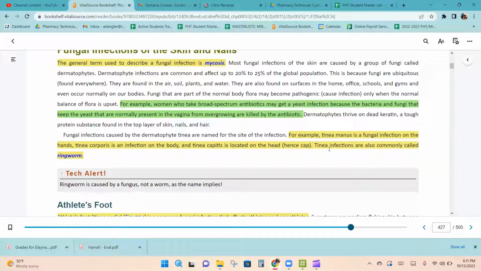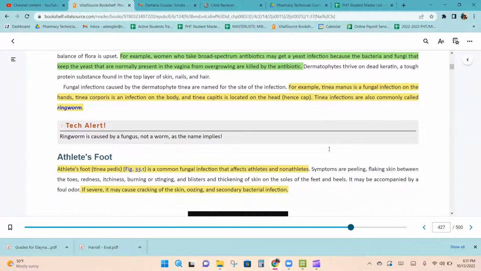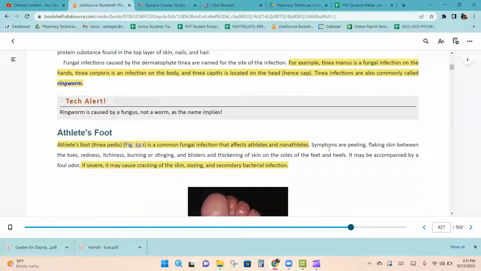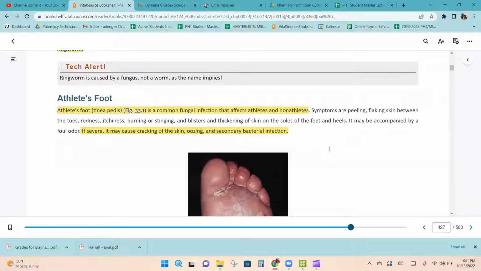Fungal infections caused by the dermatophyte tinea are named for the site of infection. For example, tinea manuum is a fungal infection on the hands. Tinea corporis is an infection on the body. And tinea capitis is located on the head, hence cap. Tinea infections are also commonly called ringworm. Ringworm is caused by fungus, not a worm, as the name implies.